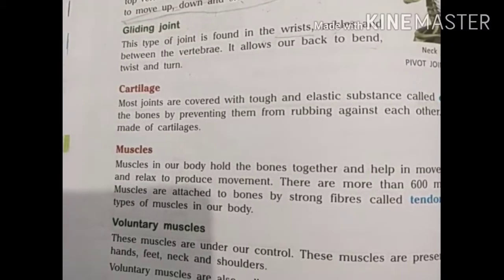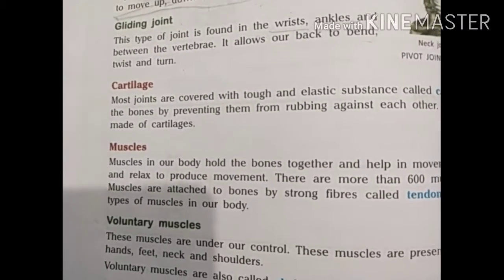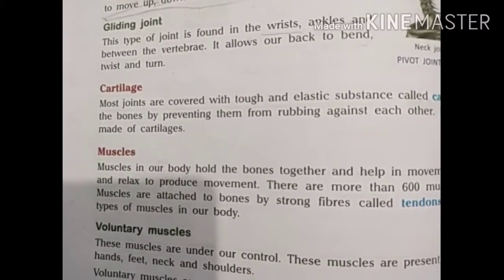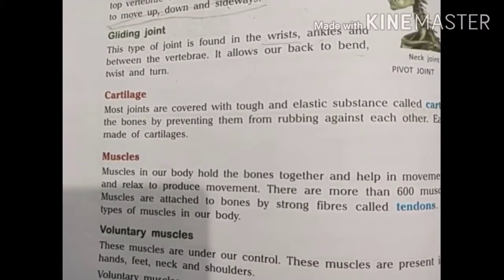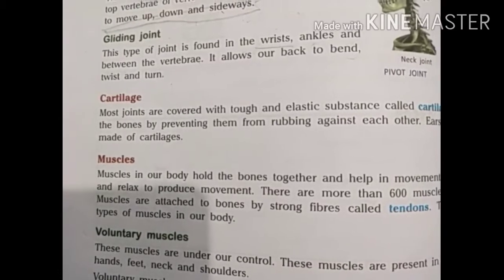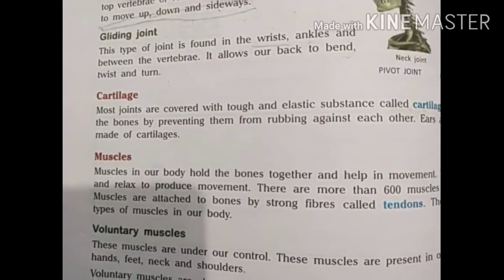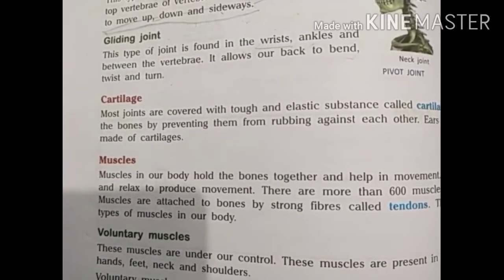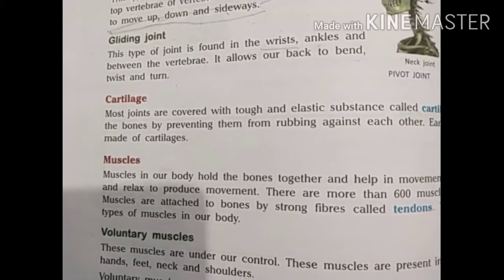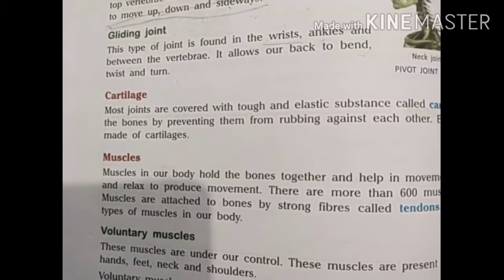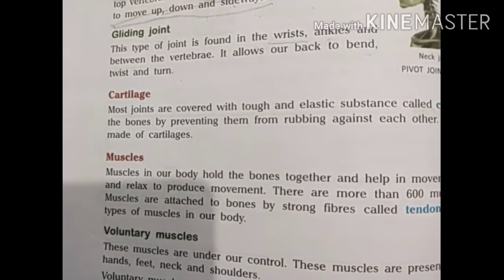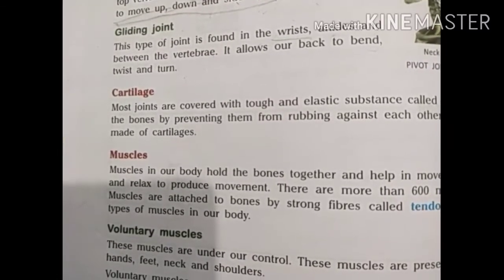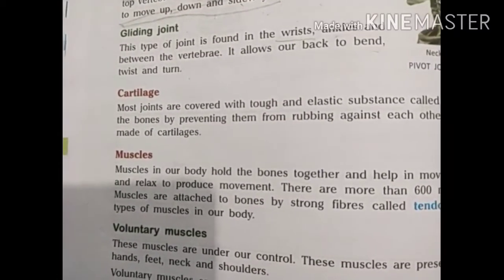First is cartilage. Children, what is cartilage? Cartilages are part of the skeletal system, but they are softer than the bones and they have elastic substances due to which they become softer than the bones. The first thing about cartilages is that they are found in specific areas of the body. They are not found all over the skeletal system.